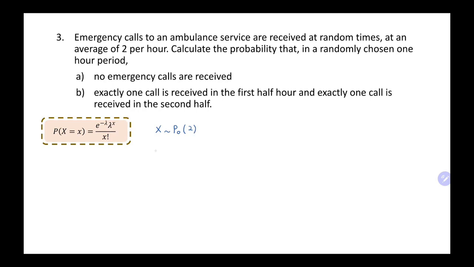Question A. No emergency calls are received. Means we want to find P(X = 0). So we just substitute into the formula. e^(-λ) λ^x divided by x factorial. Then we solve. We get answer 0.1353.